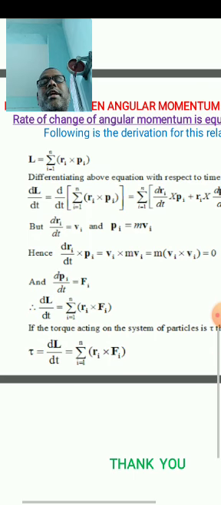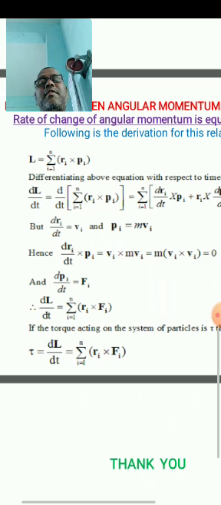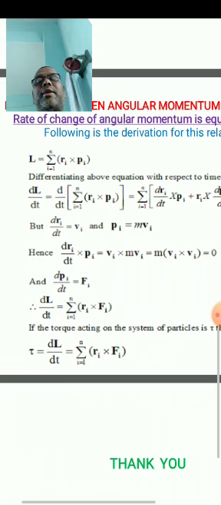According to Newton's second law of motion, the rate of change of linear momentum is directly proportional to the applied force and takes place in the direction of the force. So based on that, dp_i by dt is equal to F_i. Therefore, dL by dt is equal to the sum of r_i cross F_i, where i takes the values 1 to n. Here r_i cross F_i indicates the product of force and the perpendicular distance between the line of action of force and the axis of rotation, and that product gives the torque.